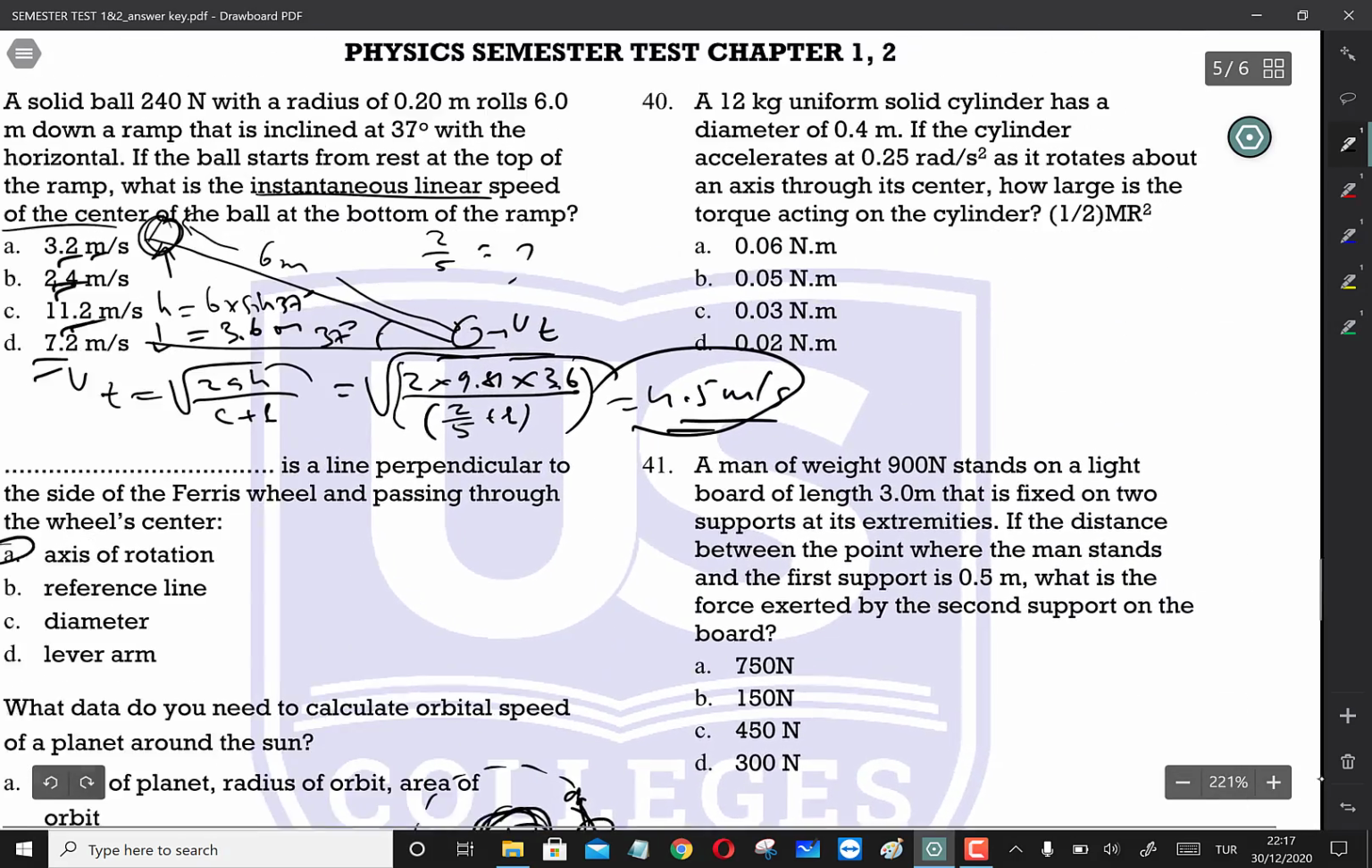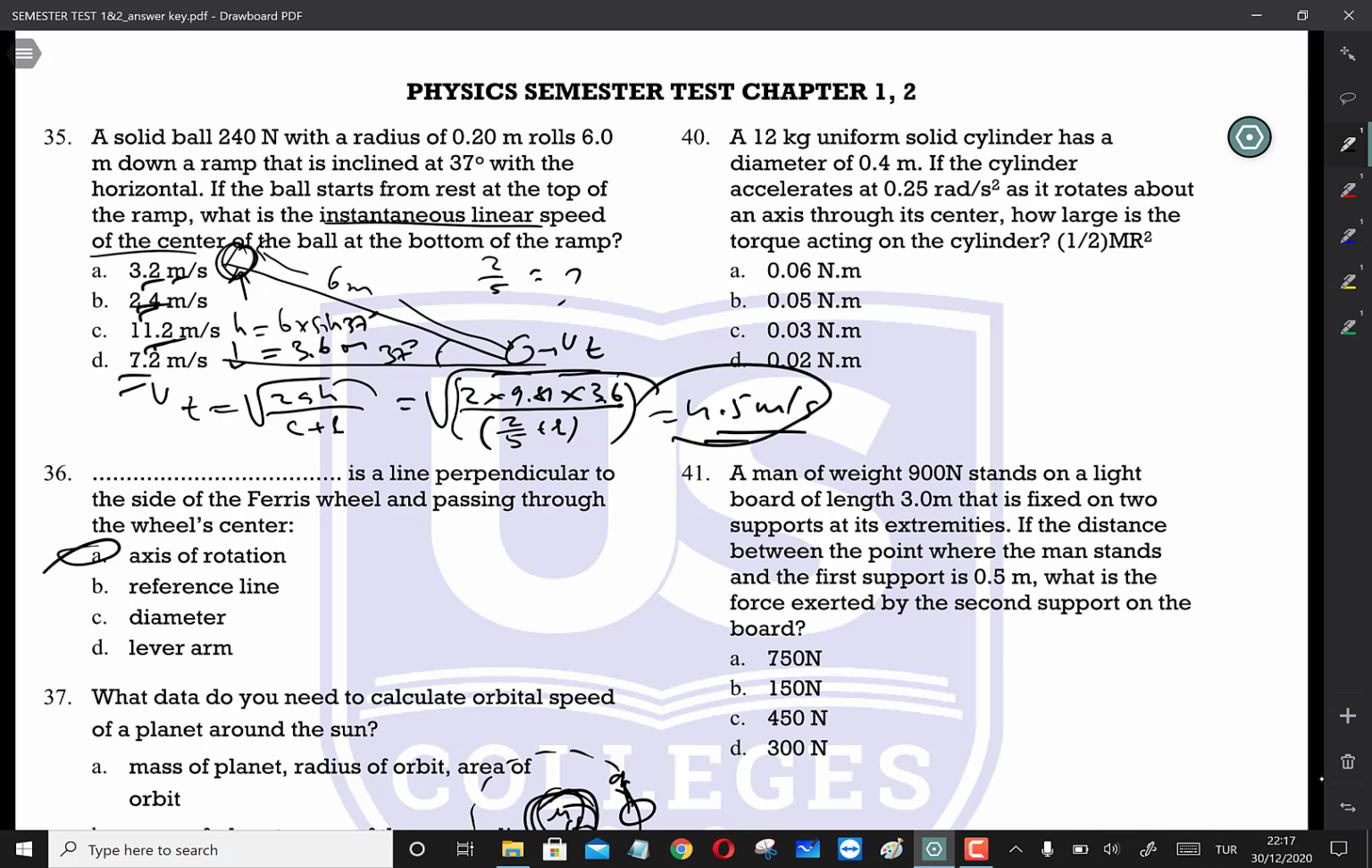And question number 40. A 12 kilogram uniform solid cylinder has a diameter of 0.2. So this is the mass, and this is the diameter, so the radius must be half of this value. If the cylinder accelerates at 0.25 radian per second squared, which is alpha, as it rotates about an axis through its center, how large is the torque acting on the cylinder?